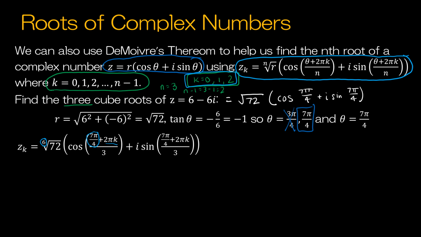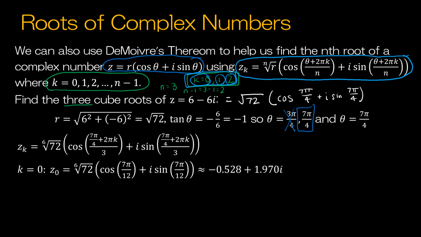So what I'm going to do now, for clarity, is rewrite this 3 times. Once where k is 0, once where k is 1, and once where k is 2, and then I'm going to actually work out the values. So for k is 0, and again, you can disregard this part for just a moment, we have the 6th root of 72, and then we have the cosine. What we're doing is replacing k with 0, so 2 pi times 0. So really I just have 7 pi over 4 divided by 3, which is 7 pi over 12, and that's where this value came from.